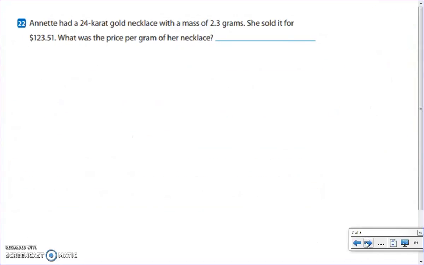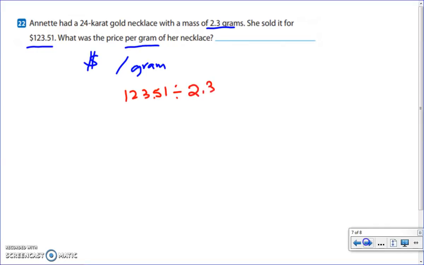So it says that Annette had a 24-karat gold necklace with a mass of 2 3/10 grams. She sold it for $123.51. What was the price per gram of her necklace? So when I see per gram, I think of per 1 gram, and that's a unit rate. I want to know how much per gram. That indicates to me that if she made $123.51, I need to know how much each gram was. I need to divide 123.51 divided by 2 3/10.